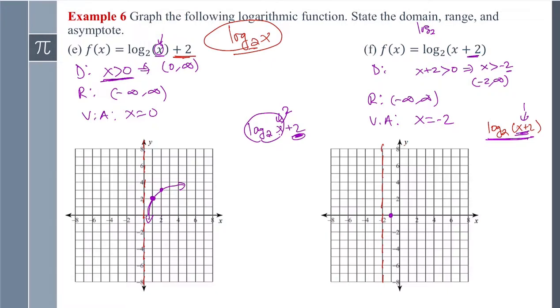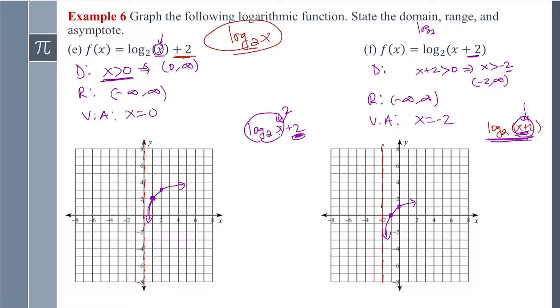Now, when does this become 1? Whenever the inside quantity is 2. When does the inside quantity become 2? Whenever x is 0. It's right here. Again, this graph looks something like this. We're not going to draw it perfectly, but that's what we guess. Okay, that's how we do this by hand.